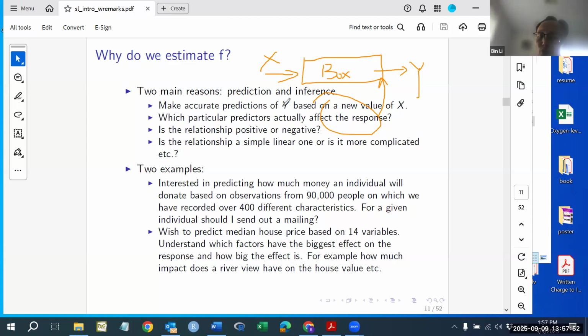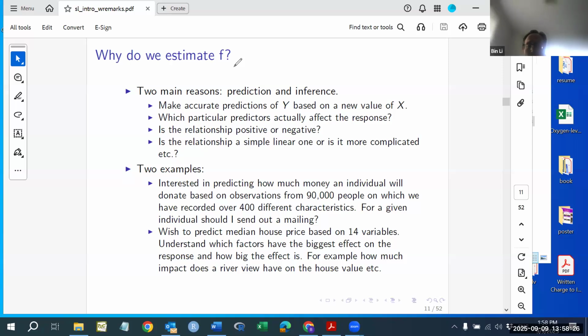And then we can use our fitted models to see which particular predictors actually affect the response, and whether the relationship between X and Y is positive or negative, based on the fitted model or the algorithm. So we can use our model to answer these questions, including whether the relationship is linear or nonlinear. So that's why we need to estimate f first. Then we can answer these questions.